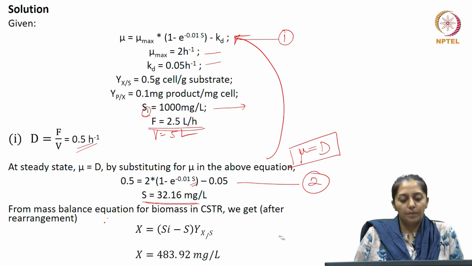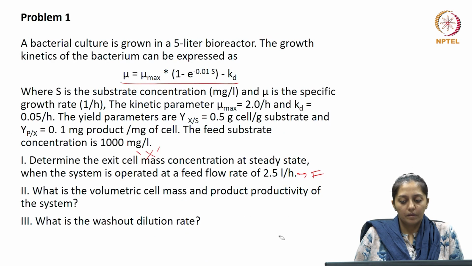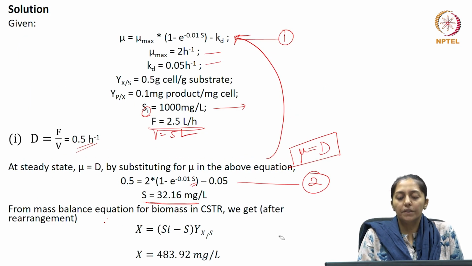Let's see the second part. What is the volumetric cell mass and product productivity? Okay, so in order to determine the cell mass productivity and product productivity, we need to first determine how much biomass would have been produced at steady state, and similarly the product.